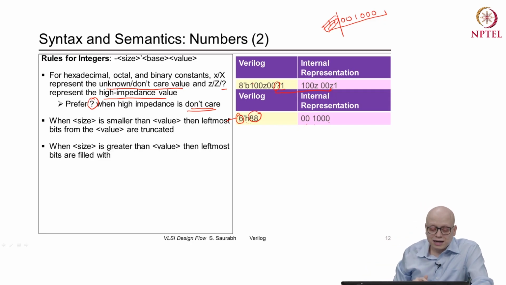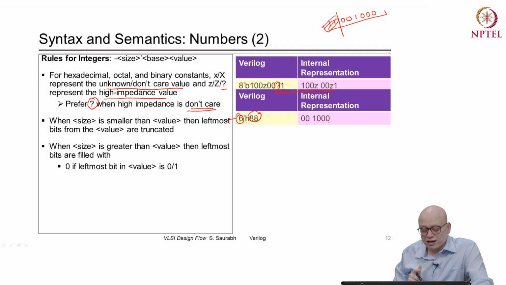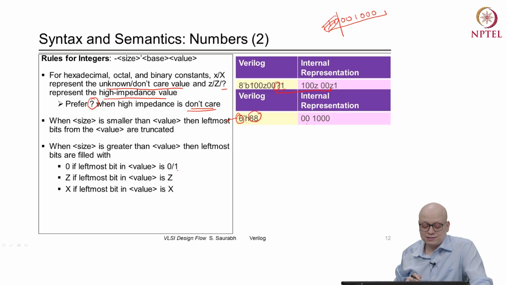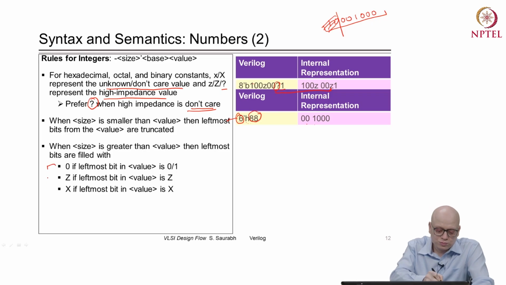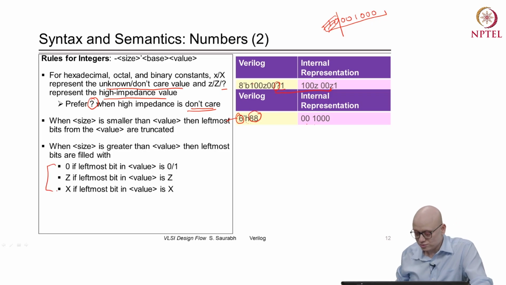Now, the other situation can be when the size is greater than the value. Then the leftmost bits are filled with 0 if the leftmost bit value is 0 or 1, or with Z if the leftmost bit is Z, or with X if the leftmost bit is X. So, if the size is greater than the value, it needs to add some bits, and these are the rules which define how to add those bits.